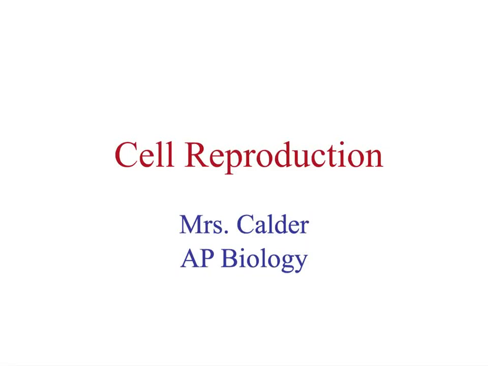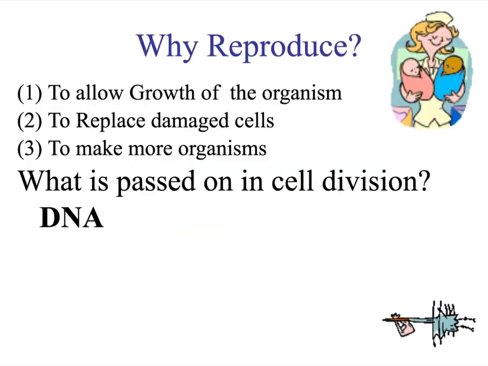This is a summary of everything we talked about in our cell reproduction unit. So first, to discuss why we reproduce in the first place. So number one, in a multicellular organism, remember, we started as a single cell. So in order for us to grow to the billions of cells we have now, cell reproduction needs to occur.